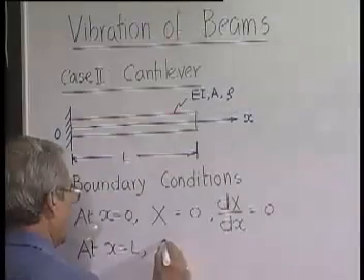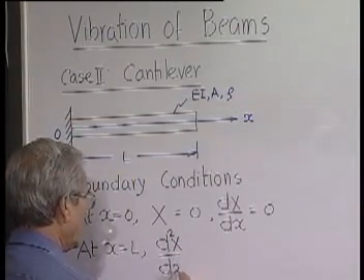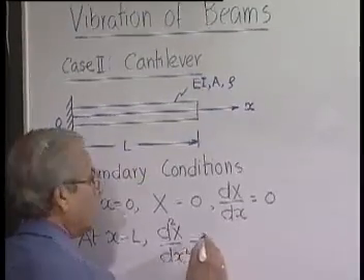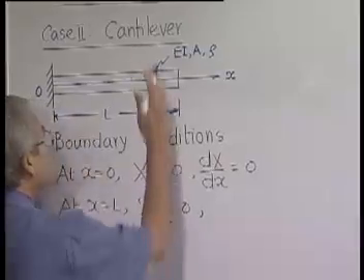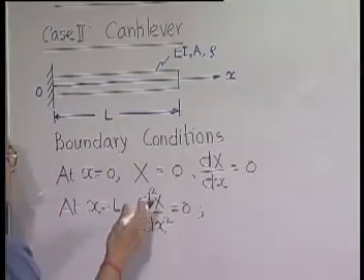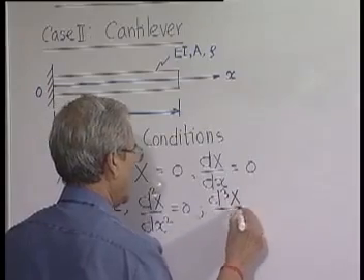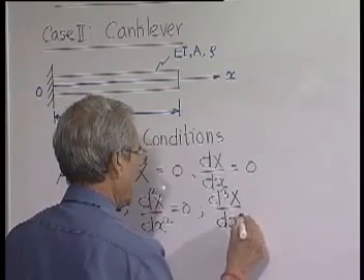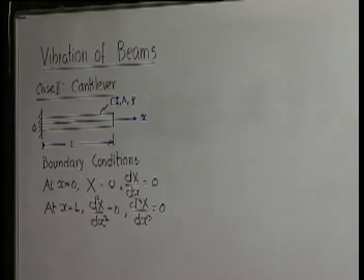Since there is no moment acting on it, d2x by dx square is 0, as we have seen in the previous case. And since there is no shear force acting, shear force is proportional to the third derivative, if you remember. So these are the four boundary conditions in the case of a cantilever.